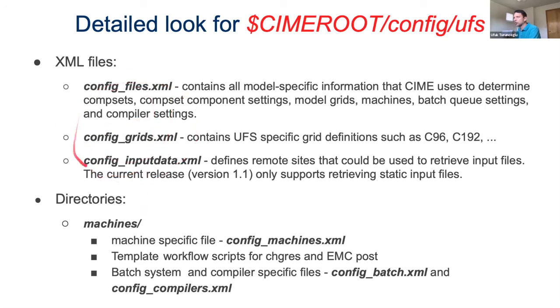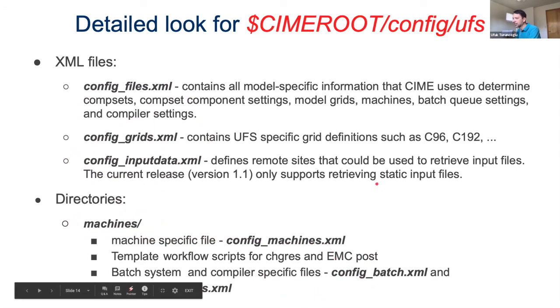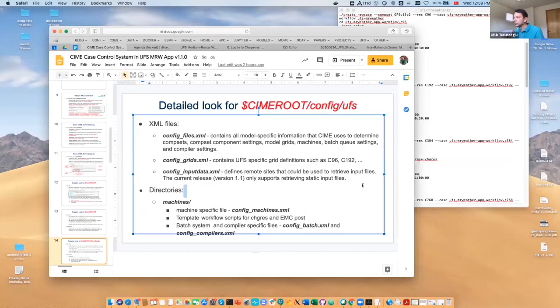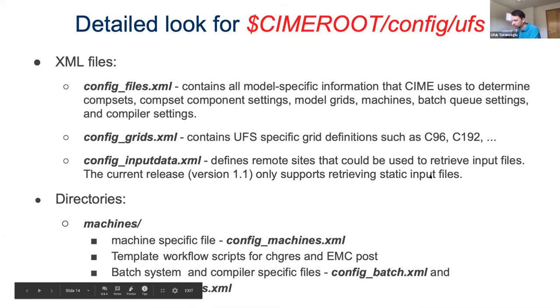Basically, you don't need to modify those XML files. The most important part is the subdirectories called machines. So if you want to add a new platform to SIM to run the UFS application, you have to go to this directory and then edit a couple of files, for example, config machine, config batch, and other files. So this machine folder is the most important one for the new platforms.